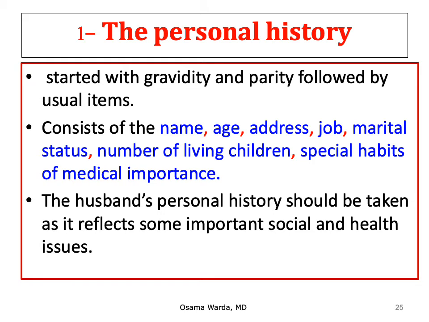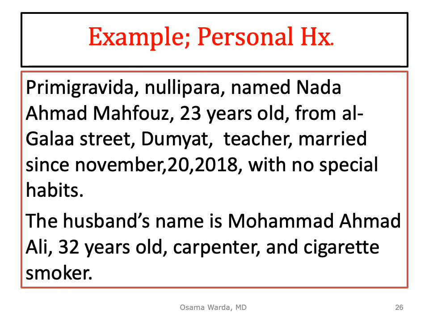The husband's history should be asked for, and this may reflect the socioeconomic status and may explain some recurrent infections in the patient if he has another wife, and so on. Example of the personal history: prime gravida nullipara named Nada Ahmed Mahfouz, 23 years old, from Al Gala Street, Dumyat, teacher, married since November 20th, 2018, with no special habits of medical importance. The husband's name is Muhammad Ahmad Ali, 32 years old, carpenter and cigarette smoker.